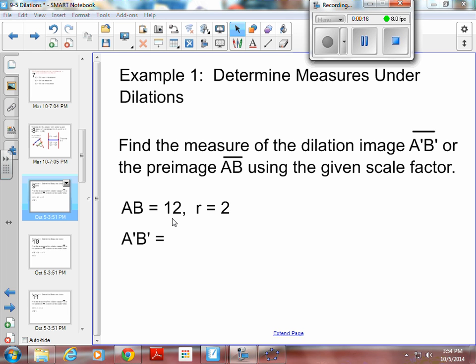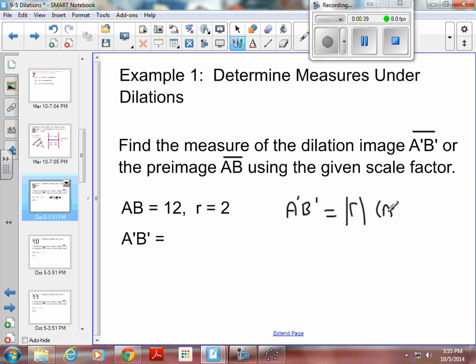So if I've got AB is 12 and R is 2, so my scale factor is 2 and the length from A to B is 12 units, whatever units we are, then my formula I use is A prime B prime has to be equal to the absolute value of R times the distance from A to B.